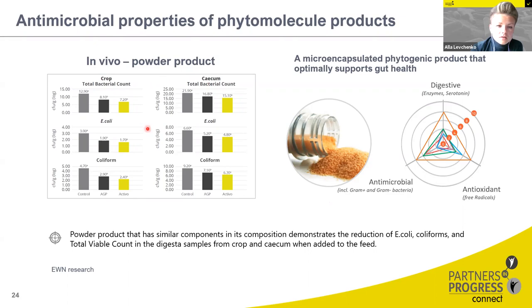So in the three groups of the graphs, we see the reduction of the total bacterial counts when the liquid phytogenic product was used, and it was compared to the effect of antibiotic, and of course to the control. So in comparison to the control, of course antibiotic had an effect in all three tests. So for the total viable count, for the E. coli, and for the coliforms, the phytogenic product, in this case the phytomolecule product, had an even numerical advantage compared to the antibiotic. And a similar effect was observed in the crop sample as well as in the cecum.